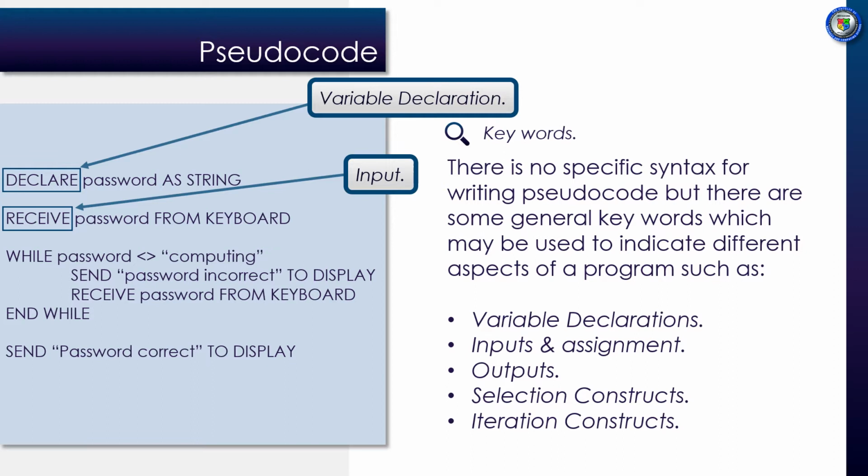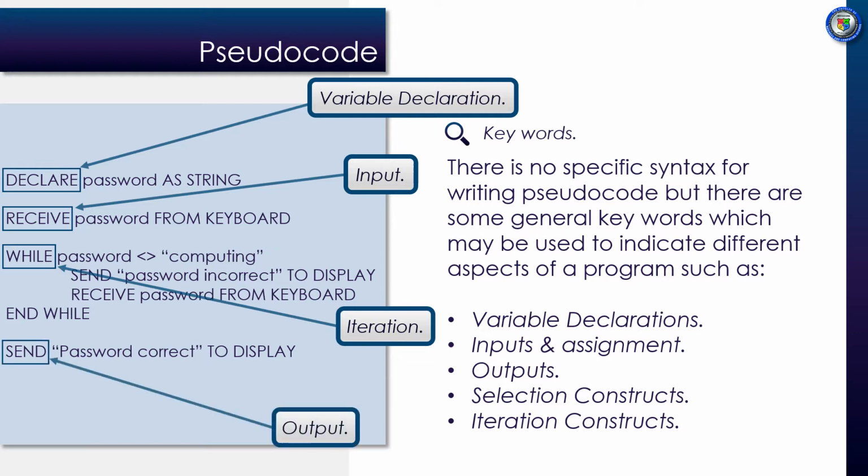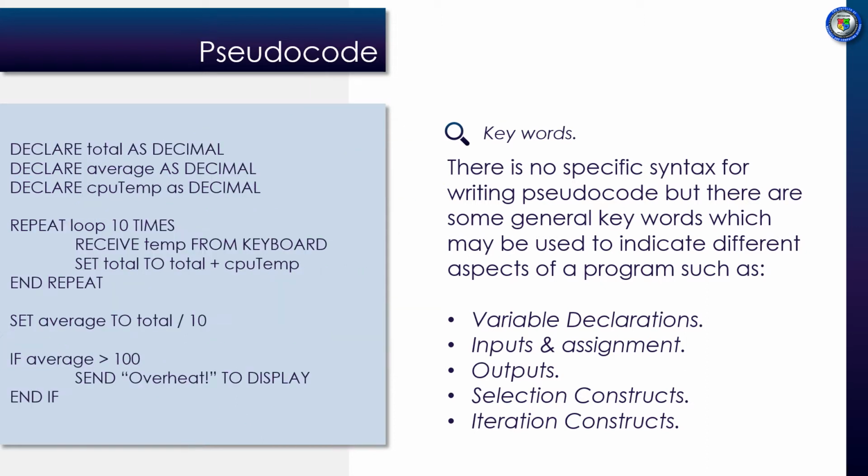We then have an iteration construct, the while keyword. So this is a while loop. While password is not computing. We then have an output keyword in send. Send password correct to display. Another iteration keyword is repeat. This keyword would be used for a fixed loop. Repeat loop 10 times.